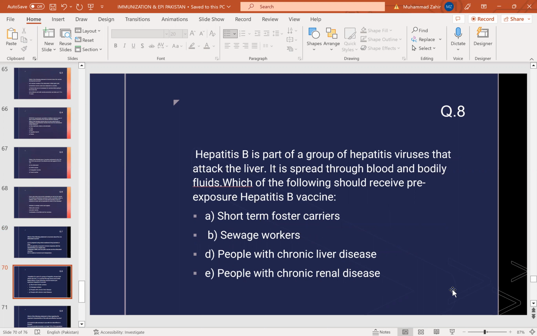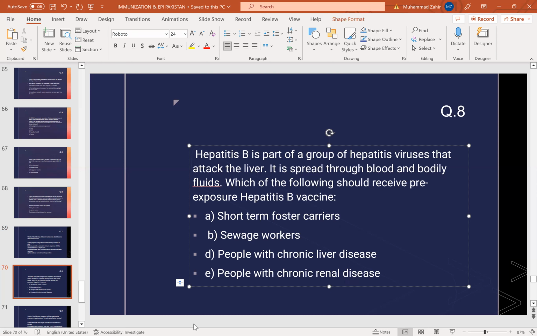Hepatitis B is part of a group of hepatitis viruses that attack the liver. It is spread through blood and bodily fluids. Which of the following should receive pre-exposure hepatitis B vaccine? Short-term foster carers, sewage workers, people with chronic liver disease, people with chronic renal disease. No, the correct answer is B, sewage workers. Yes, sewage workers should have it because it spreads through blood and bodily fluids.